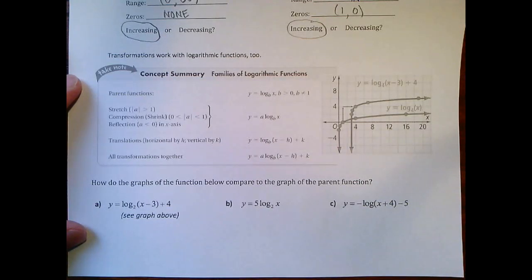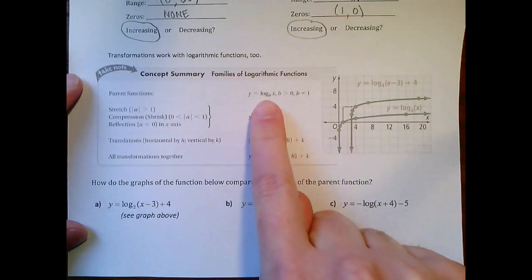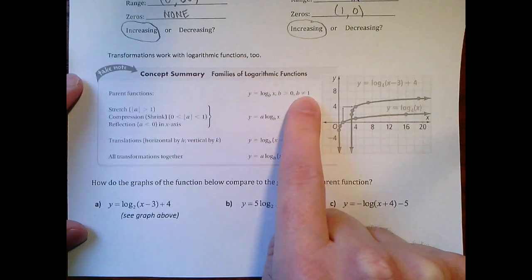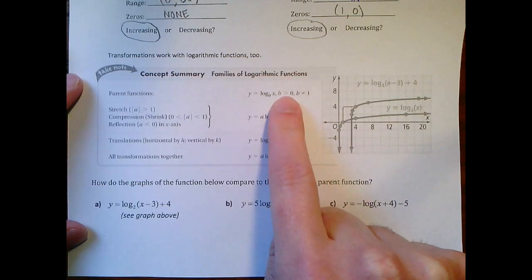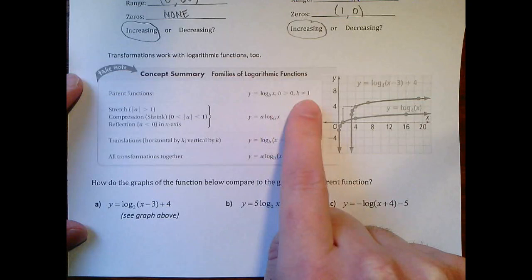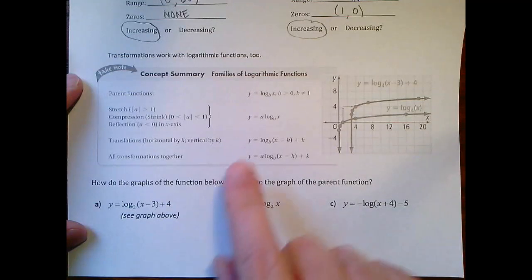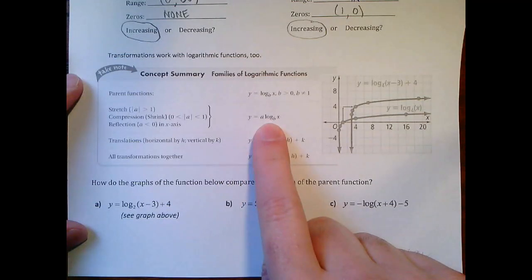So really fast, let's just go over some of the properties here. Parent functions are of the form y equals log base b of x, where b is greater than 0 and b cannot be equal to 1. B has to be greater than 0. We saw that was a property for logs. And then b can't be equal to 1 because if b was equal to 1, then it wouldn't be a logarithmic function. We know that if there's some a value in front of the log, that's going to control stretching.